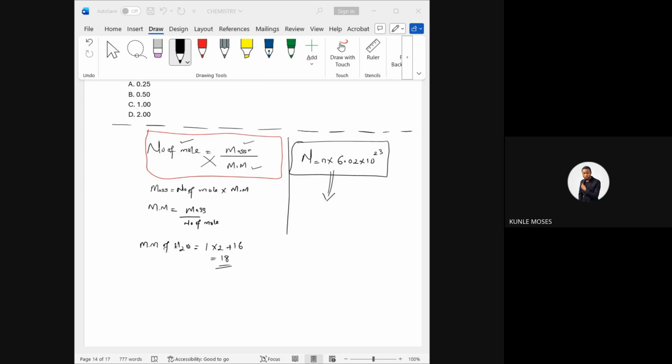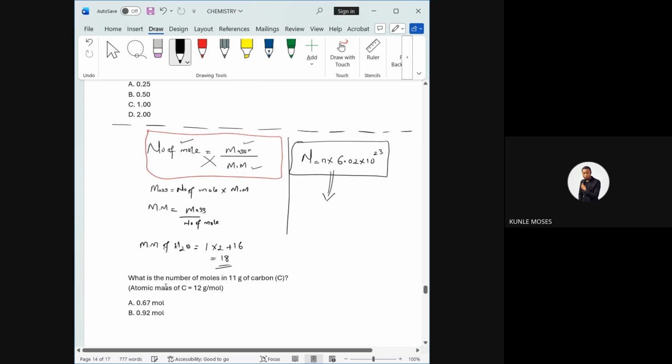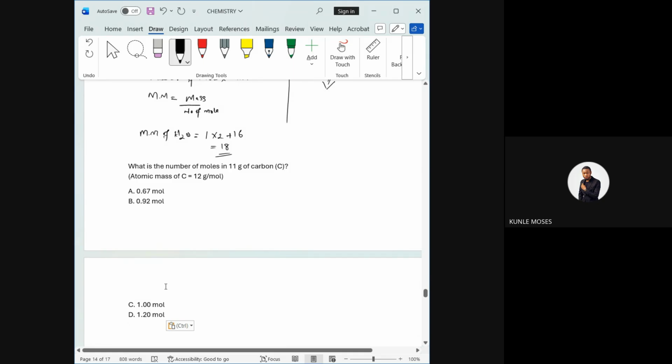Because yesterday I asked a question on the group and some of you couldn't answer the question. And the question is very, very simple. In fact, I was not expecting you to spend more than some seconds on the question. Look at this question here. They said, what is the number of moles in 11 grams of carbon, and they said the atomic mass of carbon is 12. So what is the number of moles in 11 grams of carbon?